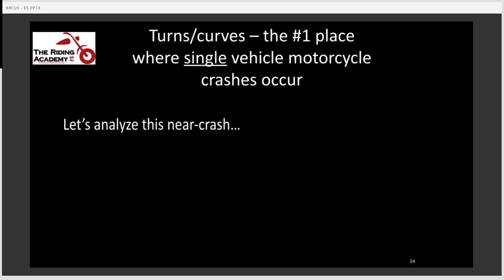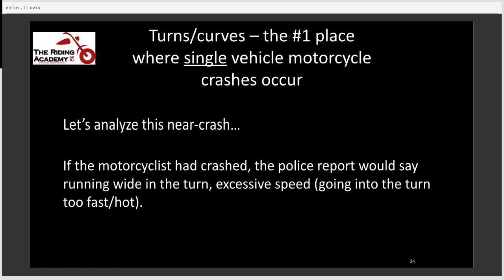But let's analyze this near crash, so to speak. Let's say Joe Rocket had crashed and hit the oncoming car. Now you've got the police doing an accident investigation. What's going to be recorded on the police report depends upon how knowledgeable the police are about motorcycles, and they're not that knowledgeable about motorcycle crashes. Nowadays, police officers fill out that report ASAP with general information because they don't want to get involved with it. They just turn it over to insurance companies. But what's going to be on that police report is motorcycle ran wide, excessive speed, took that turn too fast. And these would be attributed to the physical skills.